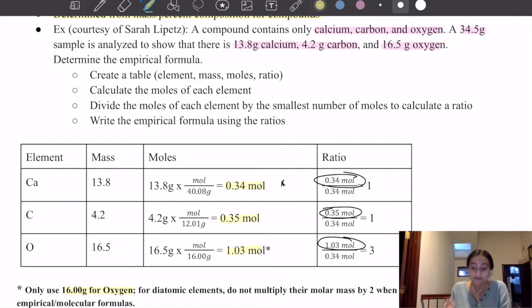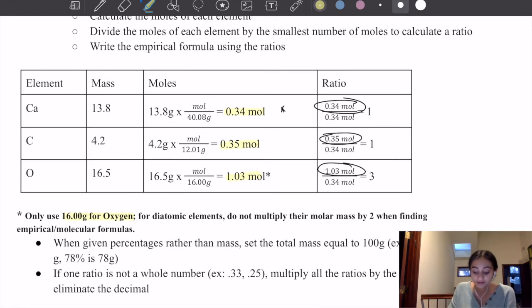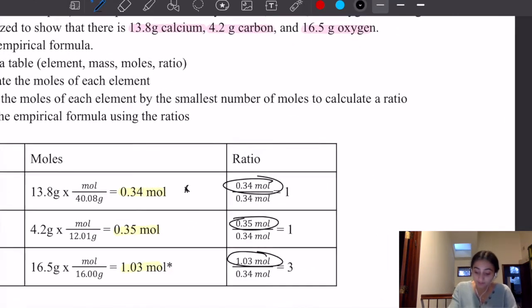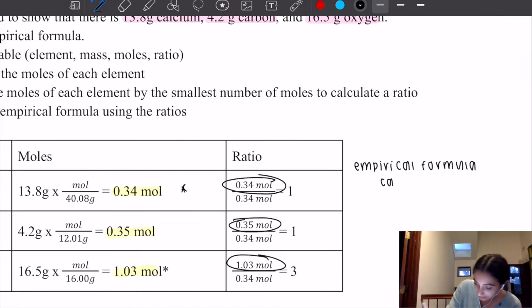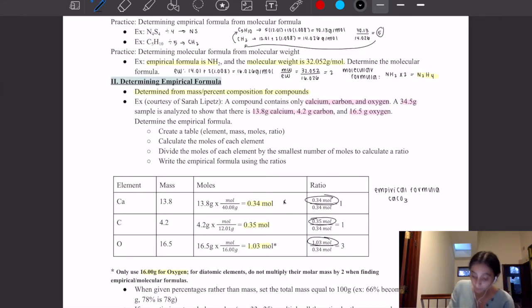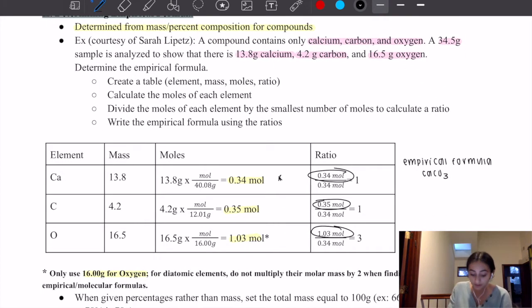The compound contains calcium, carbon, and oxygen, and diatomic elements are only written with the 2 subscript if they are by themselves, or if the compound requires 2 of them. But in this case, we're just going to divide by the molar mass of 1 oxygen. So then with this, I can write my empirical formula using the ratios. I have CaCO3 because I have 1 calcium, 1 carbon, and 3 oxygens.